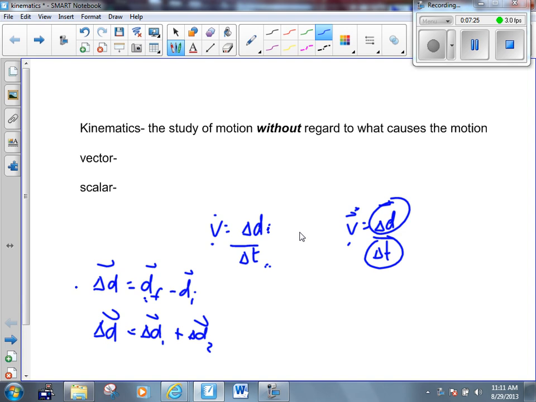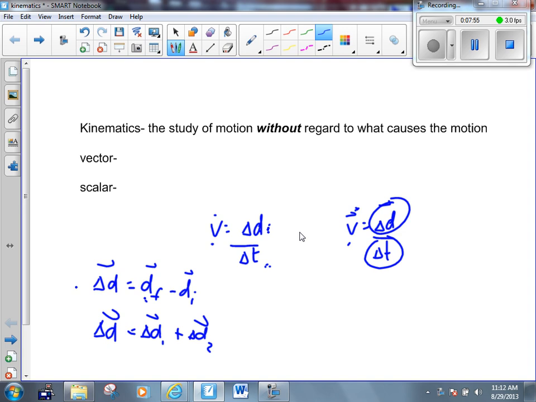Okay, let's try another one. I walk 2 kilometers to the south, and then I walk 5 kilometers to the south. Would I subtract those to get displacement, or would I add those to get displacement? Add or subtract? We're going to add them.